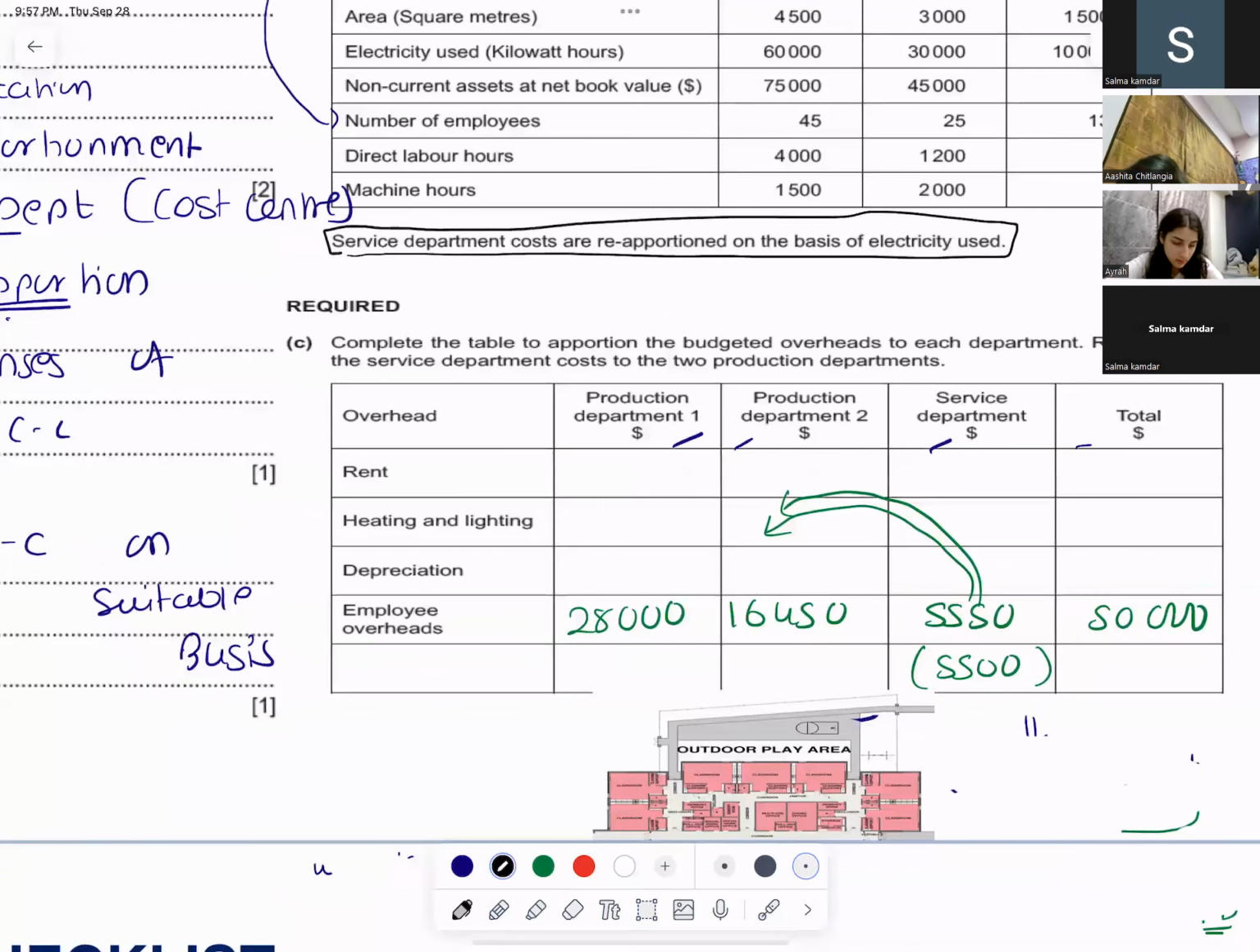So the service department cost, that is 5550, will be reapportioned between production department 1 and production department 2 on a suitable basis. I will put this amount in brackets and this will become negative. So the service department will become 0 over here. Can you give me for employees this one? How much is coming up to?